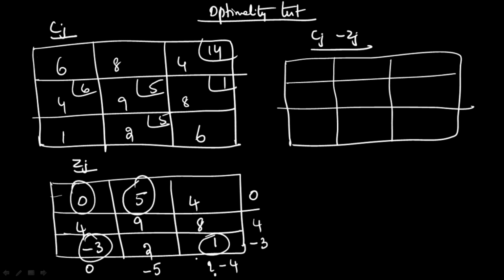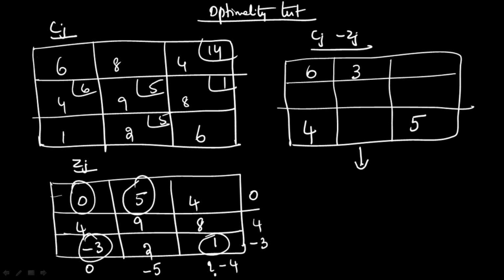Now what do you have to do? Pretty simple. Cj minus Zj. So in Cj you have 6 here. In Zj you have got 0 here. So 6 minus 0 is 6. Next, 8 minus 5, 3. Next, 1 minus of minus 3, 4. Next, 6 minus 1, 5. So 6, 3, 4, 5.